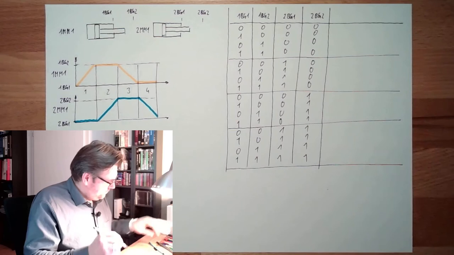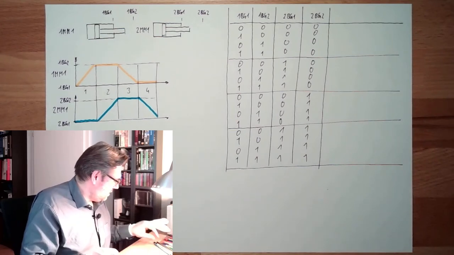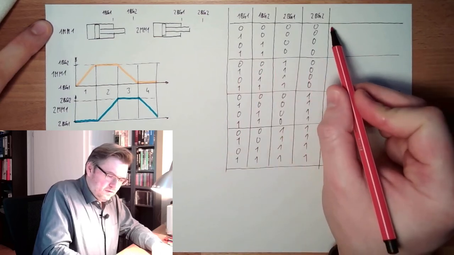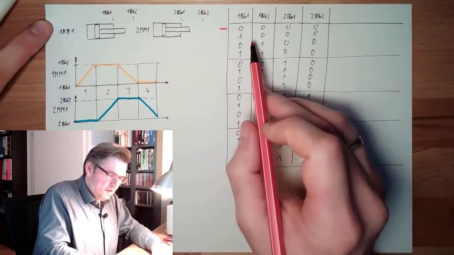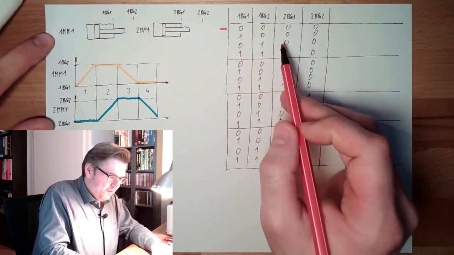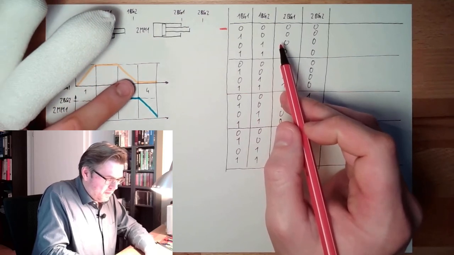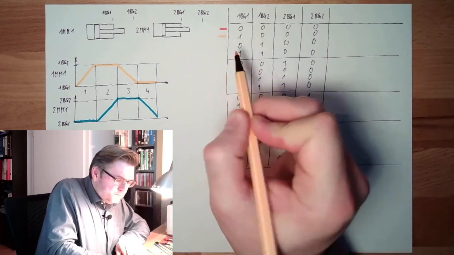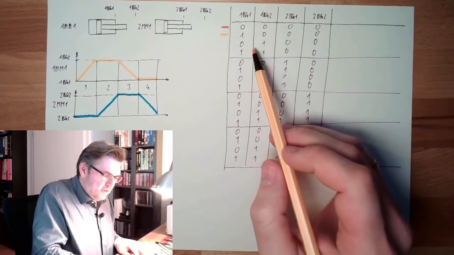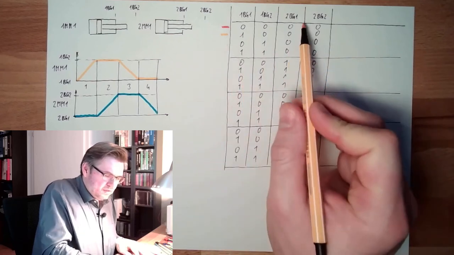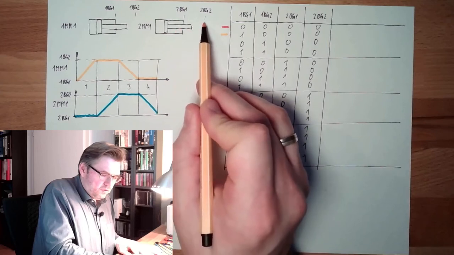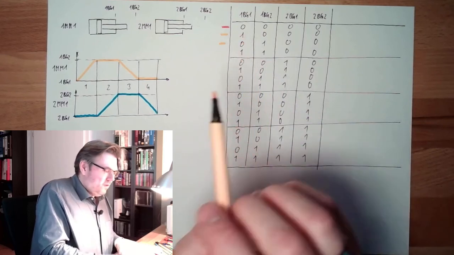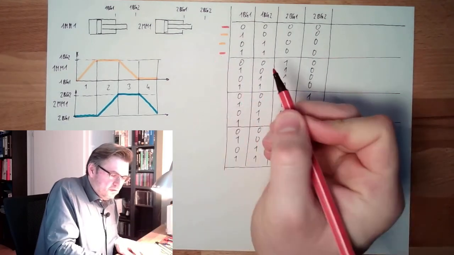And now let's have a look at which ones are suitable. If no limit switch is giving a signal, this can never happen. If 1BG1 is there and nothing else, this might be during transition. Also, if only 1BG2 is there and nothing else, this might happen if cylinder 2 is currently traveling and not touching either switch. So this is also in transition. If cylinder 1 is in and out at the same time, this is for sure an error case. This is for sure not working.